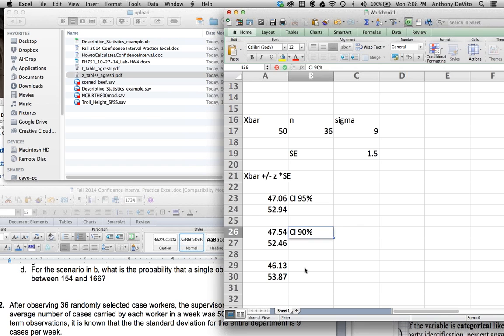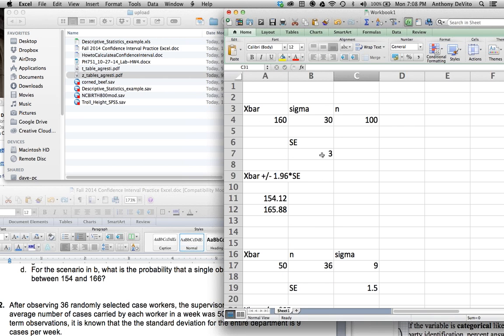It's the 99% confidence interval. And it's widest because it has to be wider to increase our level of confidence of capturing the real mean, the real true population mean in there. Let me go back to the problem before.